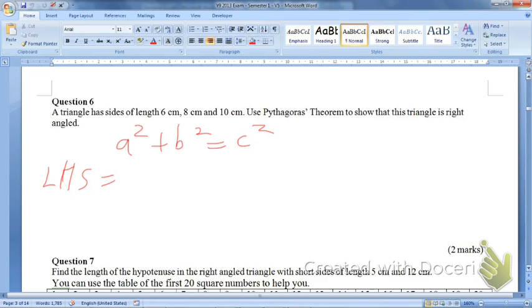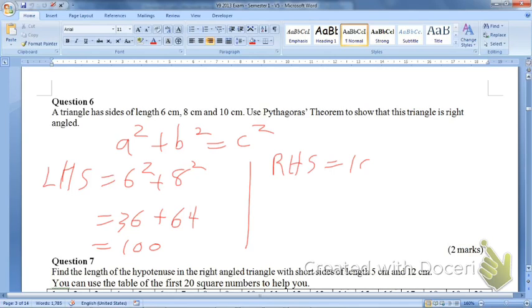So the two short sides, 6 squared plus 8 squared. 6 squared is 36. 8 squared is 64. 36 and 64 equal 100. The right hand side is 10 squared. 10 squared is 100. The left hand side does equal the right hand side. So yes, it's true. What we're looking for is that you use the formula, both sides, and show at the end that the numbers are the same.